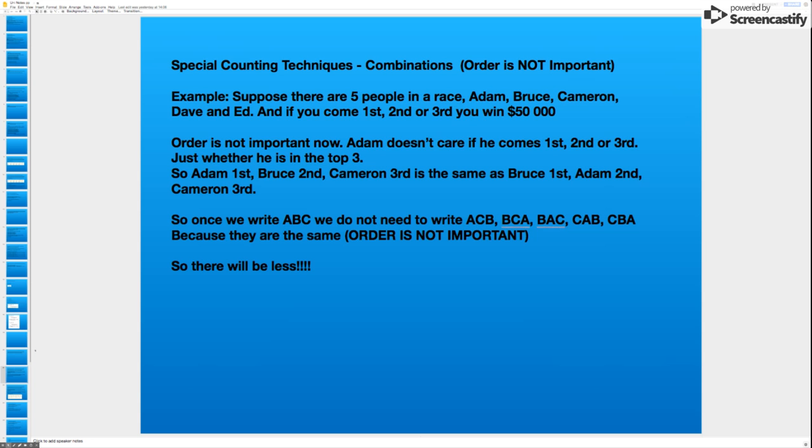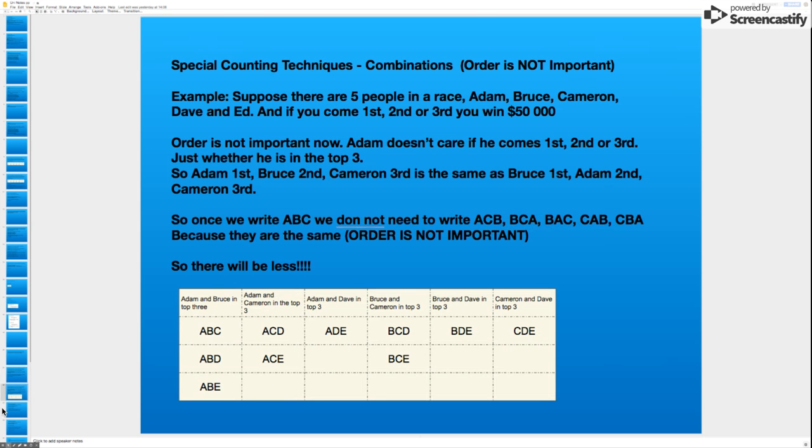So straight away, there is going to be less. When order was important, all those things were different. Order's suddenly not important, so there's obviously going to be less. So let's try to list them again. Let's assume, starting down here, that Adam and Bruce are in the top 3. So the only other way to finish that top 3 is Cameron, Dave, or Ed.